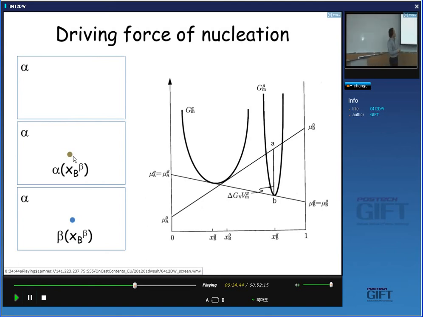The situation is a little bit complicated when we handle the binary alloy. Here we consider the precipitation of beta from the alpha matrix. For simplicity, let's assume that the concentration interval of the beta is sufficiently narrow, which means the free energy curve of beta is sufficiently narrow. So the common tangent concentration is almost constant. This is the case when the precipitation has quite strict stoichiometry, like an intermetallic compound.